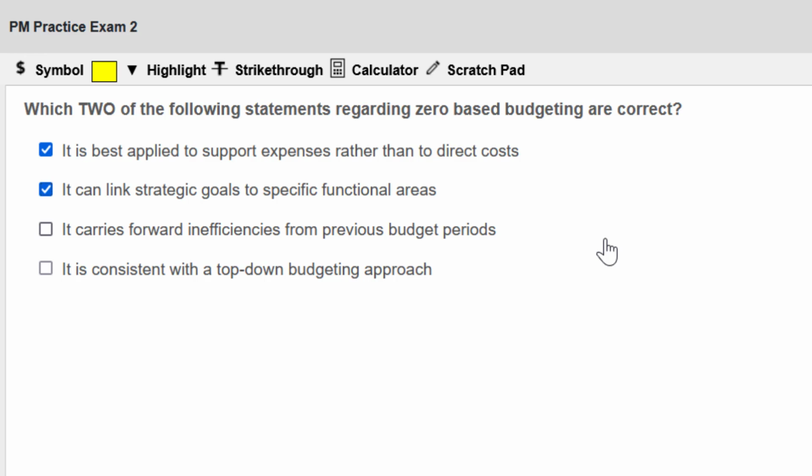And we can check that because, look at answer 1. It's best applied to support expenses rather than direct costs. Well, direct costs are linked to production. We've got to incur those. Support expenses, they might be discretionary. Well, should we spend on R&D or should we spend on training? That's where zero-based budgeting comes in. And it can link strategic goals to specific functional areas, because then when we decide on our decision packages, we can choose the ones that are best aligned with our high-level goals. So there you go. Options 1 and 2 are the best from this list of 4.